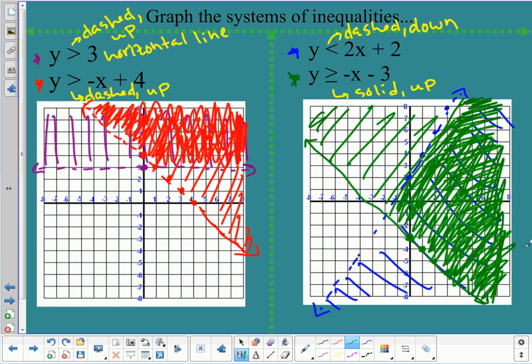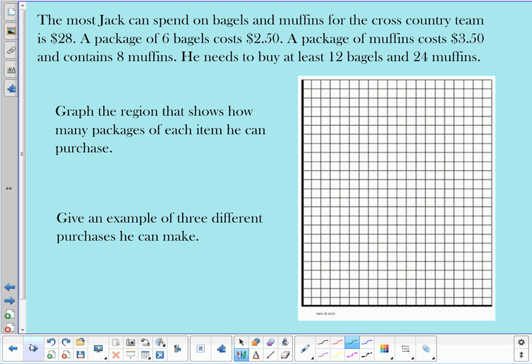All right, let's flip it over to the back and talk about a couple of word problems here. In number 7, it says the most Jack can spend on bagels and muffins for a cross-country team is 28 bucks. Package of 6 bagels costs $2.50, and a package of muffins costs $3.50 and has 8 muffins. He needs to buy at least 12 bagels and at least 24 muffins.